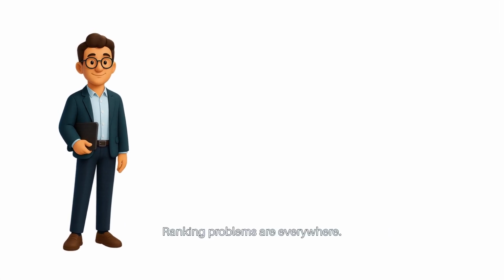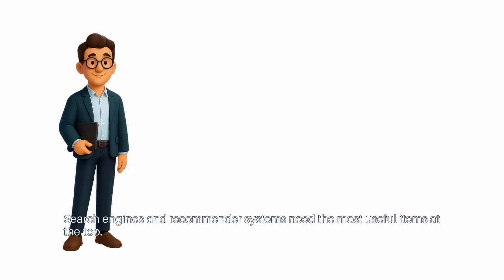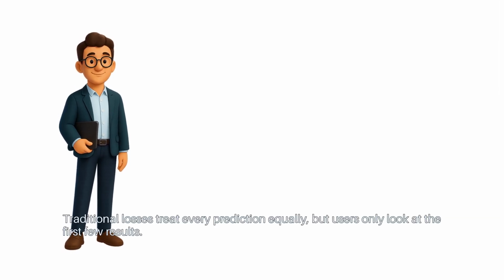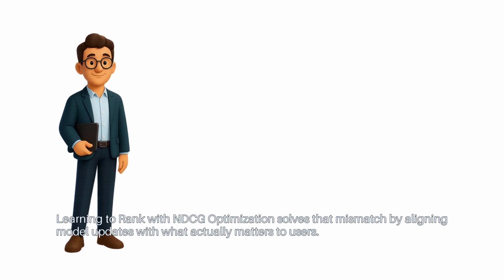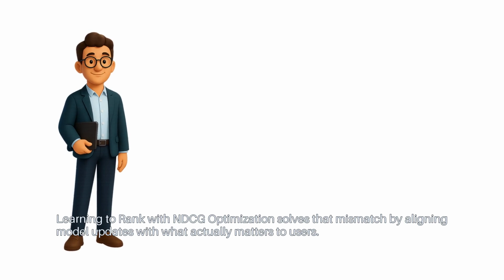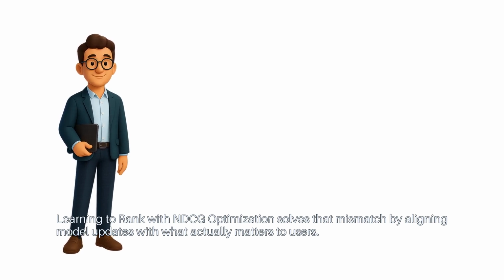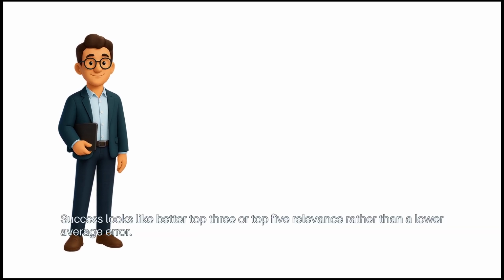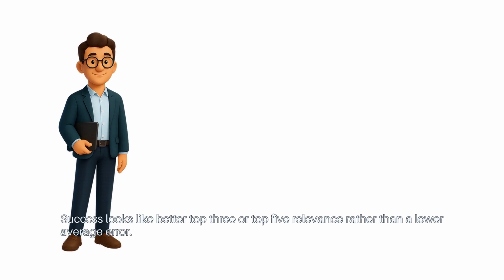Ranking problems are everywhere. Search engines and recommender systems need the most useful items at the top. Traditional losses treat every prediction equally, but users only look at the first few results. Learning to rank with NDCG optimization solves that mismatch by aligning model updates with what actually matters to users. Success looks like better top 3 or top 5 relevance, rather than a lower average error.